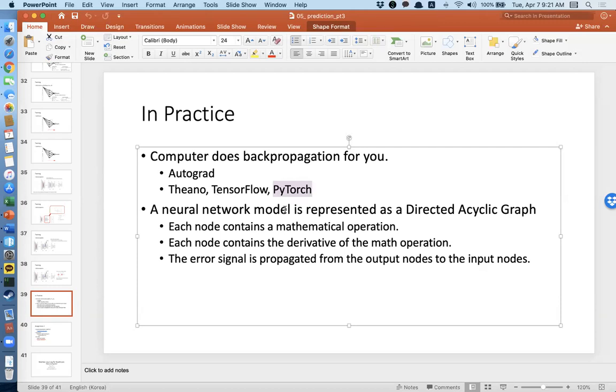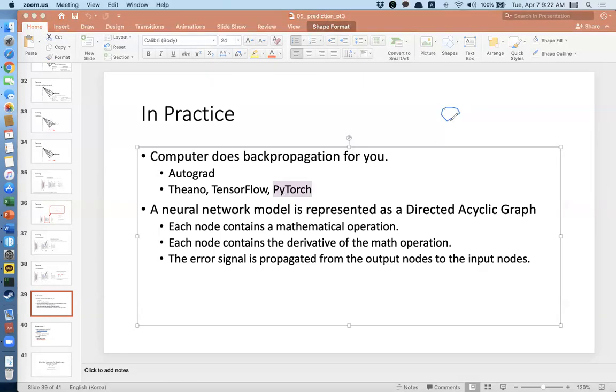All right, and a neural network model in these packages, could be Theano, TensorFlow, PyTorch. There are certain other libraries like MXNet. There are a couple more, and they are all using a directed acyclic graph to represent a neural network. Directed acyclic graph, meaning, I guess everybody's at least familiar to some extent with what a graph is.